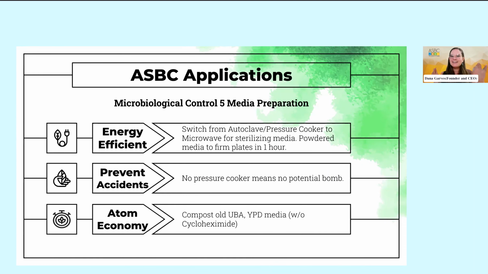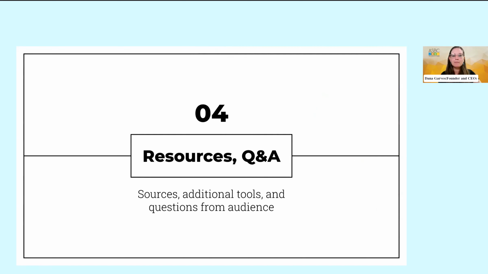Another thing that I love to compost when we can. You can compost old UBA and YPD plates, assuming you hadn't added cycloheximide to that, which is a yeast inhibitor. This is a really great way to add nutrients and beer yeast back into the environment. These medias generally contain really great nutrients, a little bit of fertilizer, and various bits of sugar available and can really help your compost.